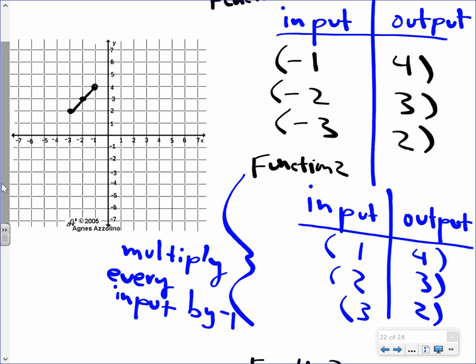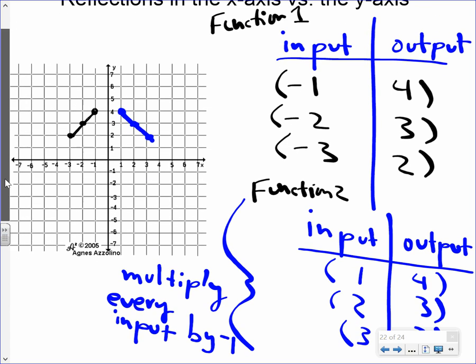So 1, 4, 2, 3, 3, 2. Okay. From function 1 to function 2, what the heck took place? How can I summarize this transformation? Reflection around what? Y-axis or x-axis? The y-axis. Here's your y-axis. Here's your line of reflection. We took this function, thank you, gentlemen, and I flipped that puppy over the y-axis.